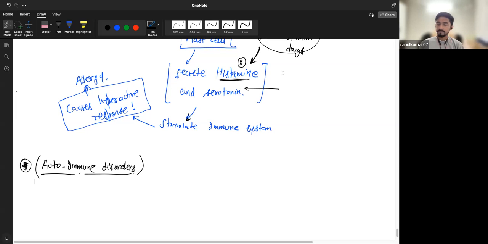Normally, if our immune system does not have an autoimmunity disorder, it can very well differentiate between self cells and non-self cells, which means the cells of our own body and the cells which are not of our own body and come from outside, whether it's a bacteria, a virus, a tissue transplant, etc. But in case of autoimmune disorders, the immune system loses this ability to distinguish self from non-self, which leads to autoimmune diseases.